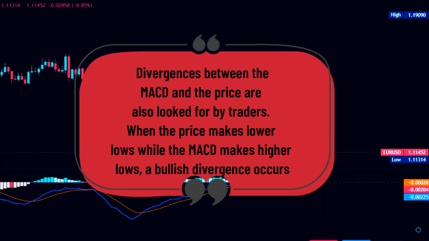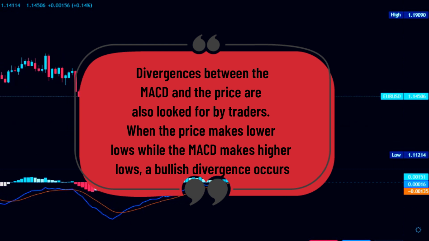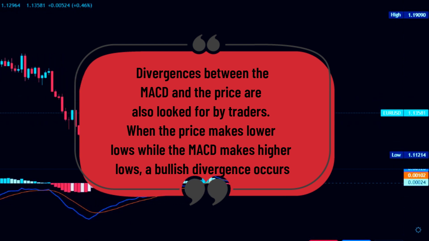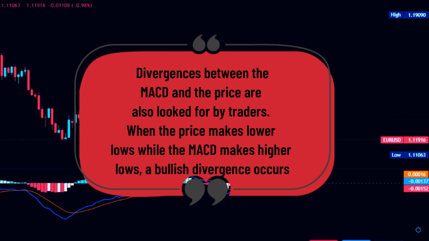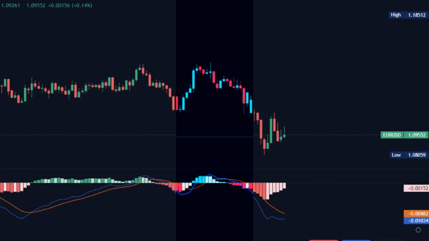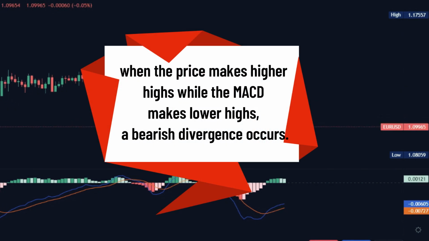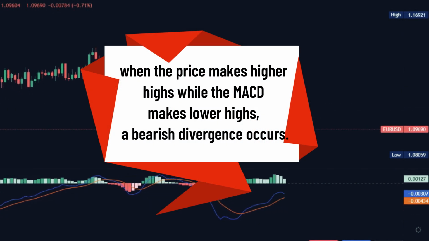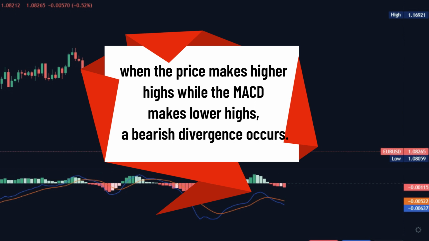Divergence between the MACD and the price is also looked for by traders. When the price makes lower lows while the MACD makes higher lows, a bullish divergence occurs. And when the price makes higher highs while the MACD makes lower highs, a bearish divergence occurs.